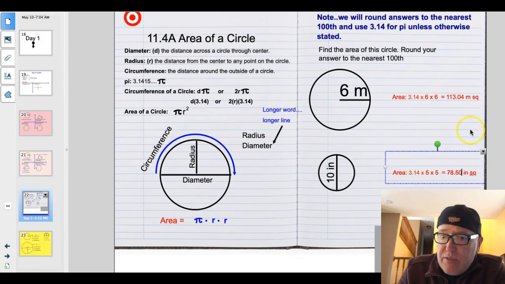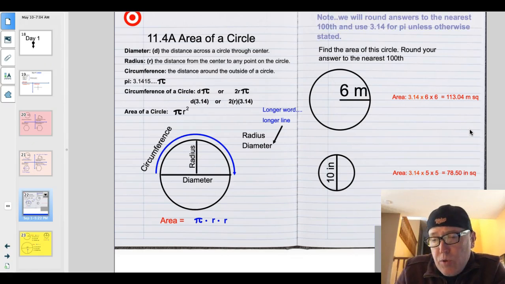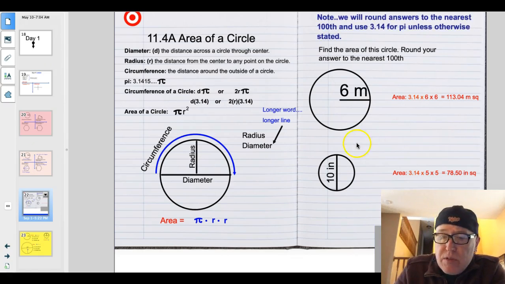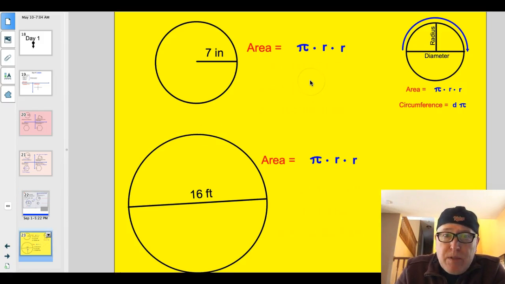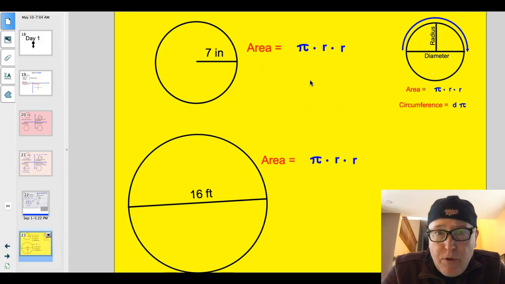If you wanted to call it 78.50, that would be fine too. I think 78.5 is the best answer, but some purists want to put the 0 on there. Okay, let's do a couple other problems of instruction here. These aren't your 4 yet. I'll give them to you in a minute.